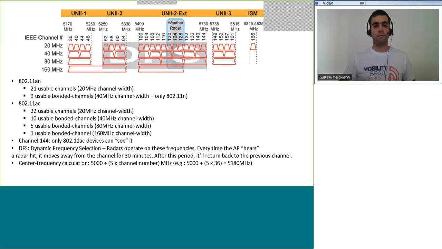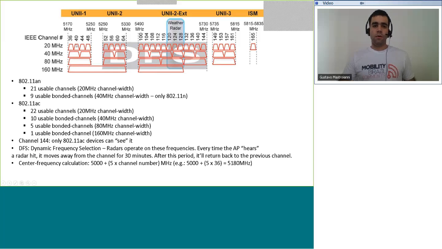So for example, the AP is assigned to channel 100. If there is any radar hit on this channel, it will move away to a non-DFS channel, for example, 149 or 153 from UNII-3. And then after 30 minutes, it will move back to channel 100.